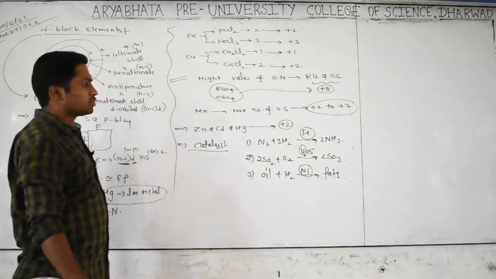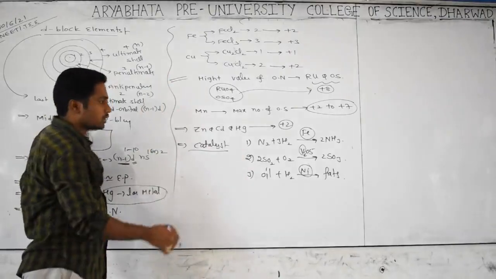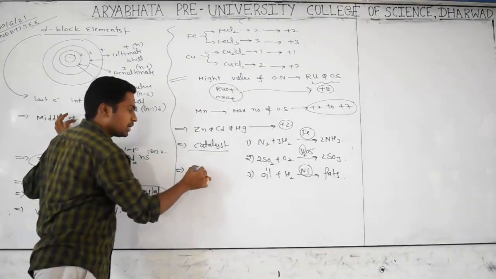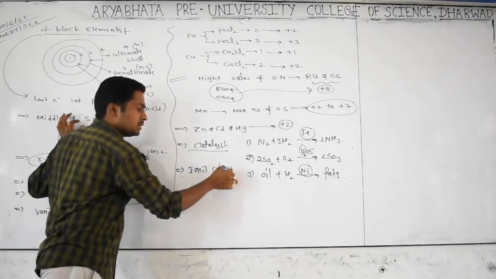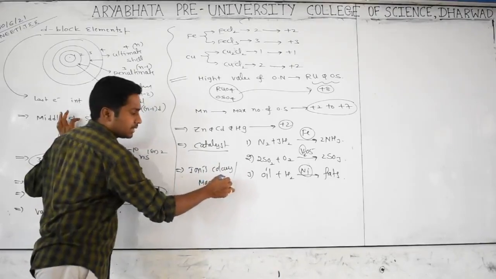So most of the d block elements act as catalysts, and they show different oxidation numbers. And most of the d block element ions have colors as well as magnetic characters, magnetic nature.